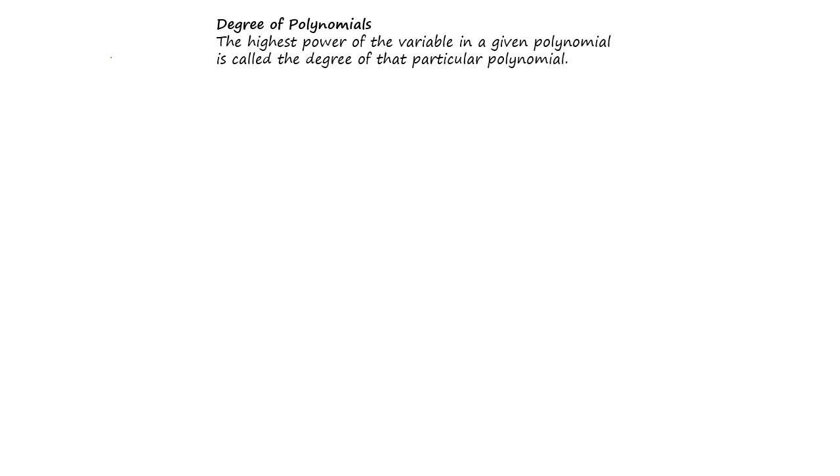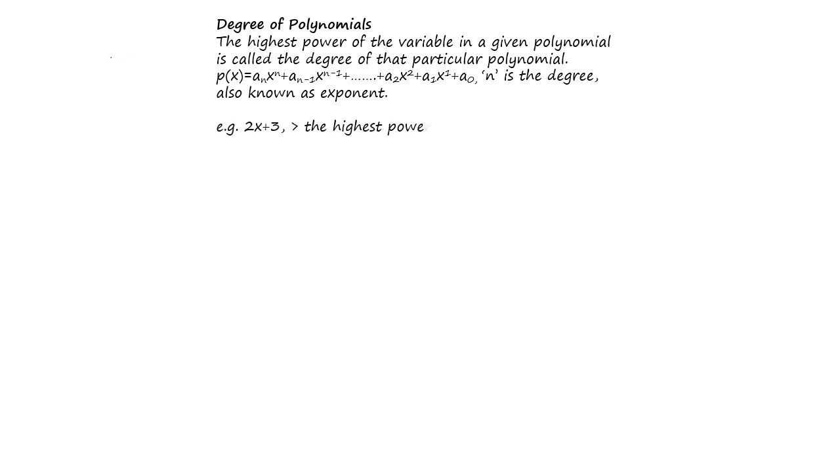Friends, let's talk about the degree of the polynomial. The definition says the highest power of a variable in a given polynomial is called the degree of that particular polynomial. In the polynomial p(x) = a_n x^n + a_(n-1) x^(n-1) + ... + a2 x² + a1 x + a0, n is the degree. This degree is also known as the exponent. So the highest power of the n will be treated as the degree of that particular polynomial. For example, in 2x + 3, the highest power of x is 1.